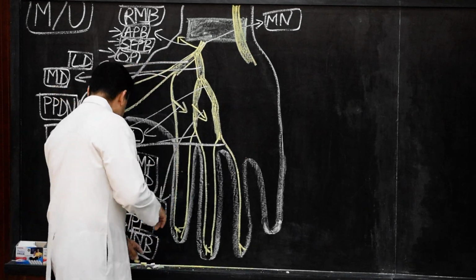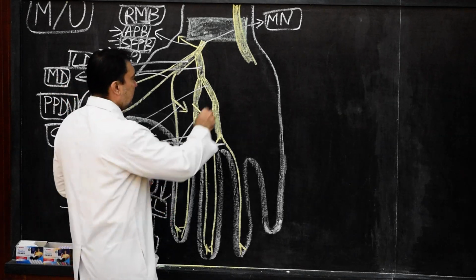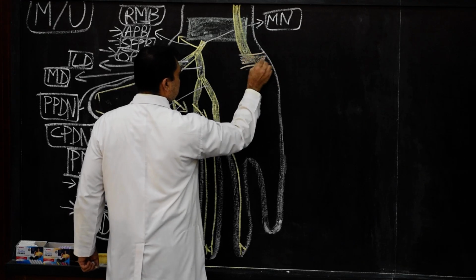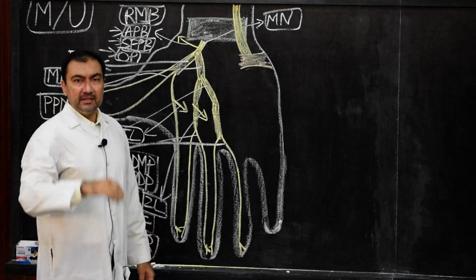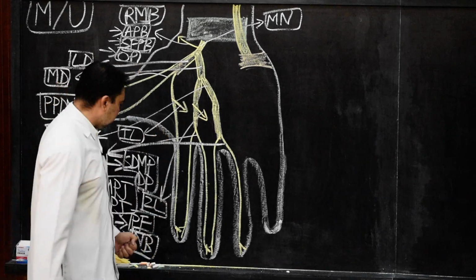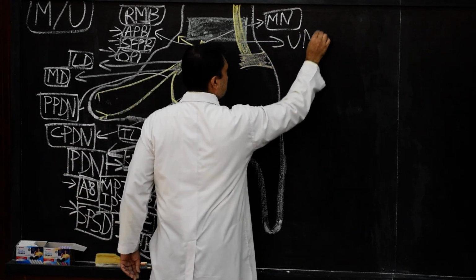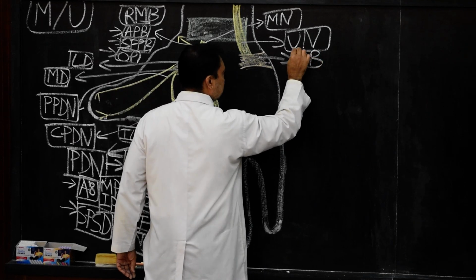Then it passes deep beneath the palmaris brevis muscle. So here there is this subcutaneous muscle. Let us draw it, and this will be the palmaris brevis muscle. The ulnar nerve will pass beneath the palmaris brevis, which is a subcutaneous muscle. So first, let us mention this as the ulnar nerve. Then let us mention this as the palmaris brevis muscle.